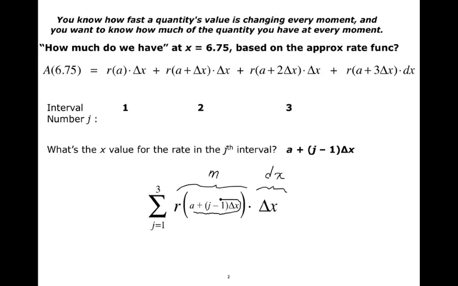It's important. But what's more important is that you see that this is the sum of rate times change in x. Rate times change in x. And it's just that we need that expression to get us to the right x value to get the rate we need for the jth interval. Okay? So that stuff that's smaller is secondary. What's first is that you see this is the sum of delta y's, or rate times delta x.